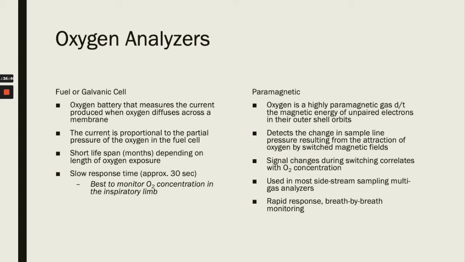It has a slow response time, usually approximately about 30 seconds. So it's best to monitor oxygen concentration in the inspiratory limb versus the expiratory limb, because with the expiratory limb, we generally, as CRNAs, want to see exactly what's going on very quickly. So it's best for this particular oxygen analyzer to monitor O2 concentration in the inspiratory limb.